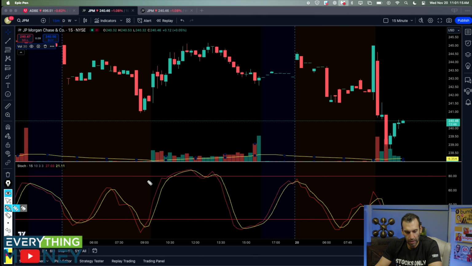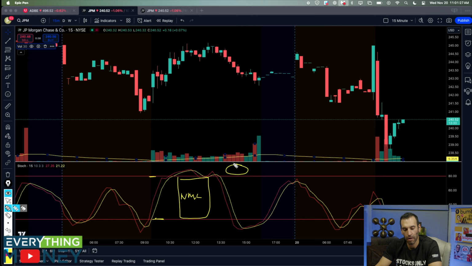Remember, we drew these lines, 80% on the top, 20% on the bottom. This area in the middle, I call no man's land. It's not the sweet spot, it's no man's land, okay? The sweet spots are up here, above 80, and down here, below 20.